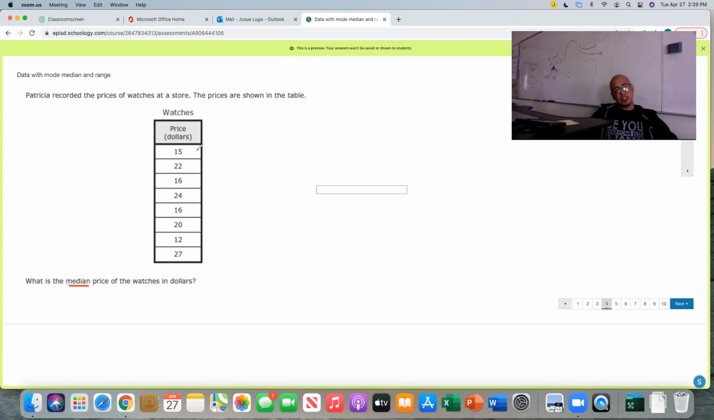Here's the thing though, you first have to organize these from least to greatest, and the one in the middle is going to be the median. Again, if there are 2 numbers in the middle, remember that you're going to have to add those 2 numbers and then divide by 2. That's how you get the median. Very good.